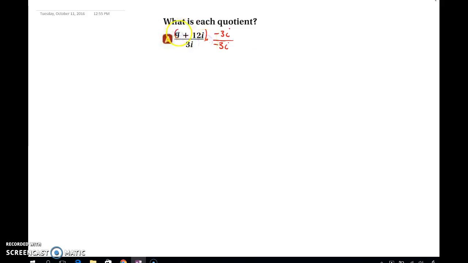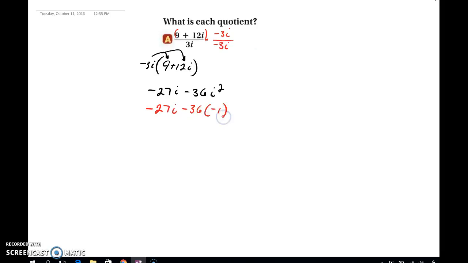So then when we multiply our numerator, we get 9 plus 12i times -3i. So then we'll distribute the -3i in, so it gives me minus 27i minus 36i squared. We know that i squared is equal to -1, so minus 27i minus 36 times -1. So then we get -27i plus 36. And in order to write this in the correct form, it's our real number first, 36 minus 27i. So then we know our numerator is going to be 36 minus 27i.